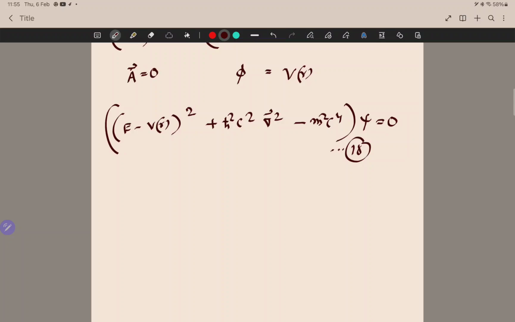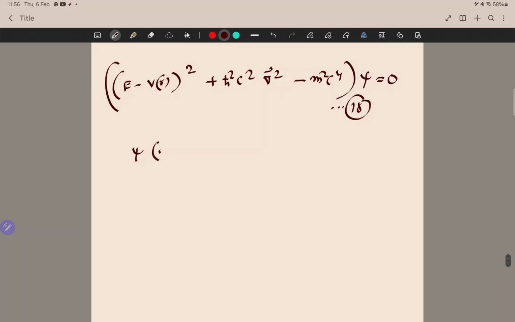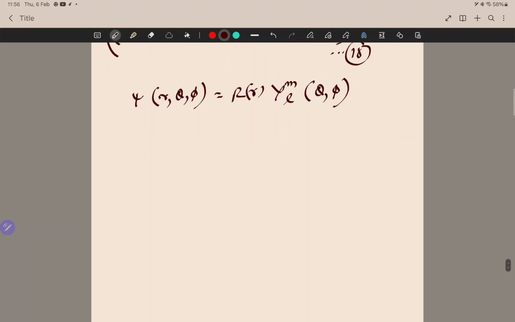Hence we can justifiably try to separate the variables as ψ(r, θ, φ) equal to R of r and Y_l^m (θ, φ), where φ stands for the azimuthal angle. This is equation number 19. It means that the effect of relativity is contained in R of r and equations 19 and 18.